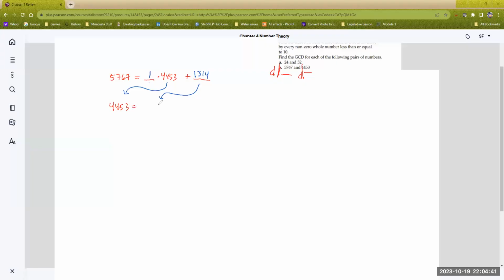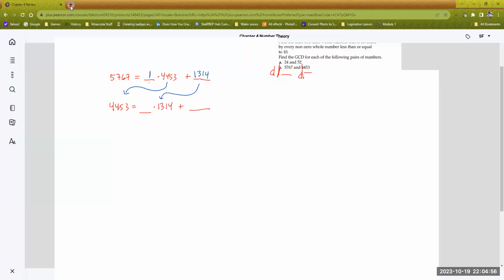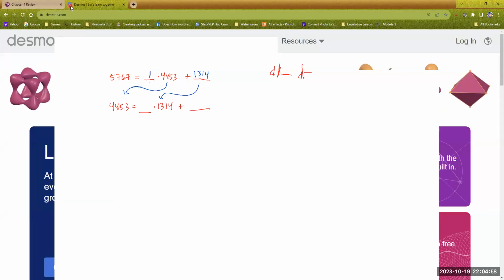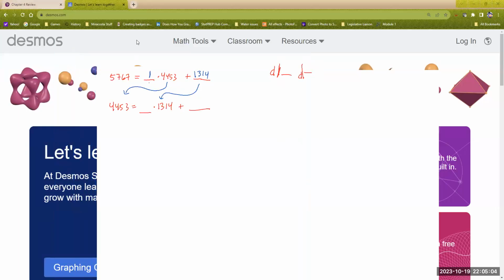4453, the numbers are now smaller. That's how many groups of 1314 plus a remainder? Well, let's find out. So if I was doing this one, first off, this would definitely be on the calculator portion of the test. Let's jump into Desmos. And that's important.